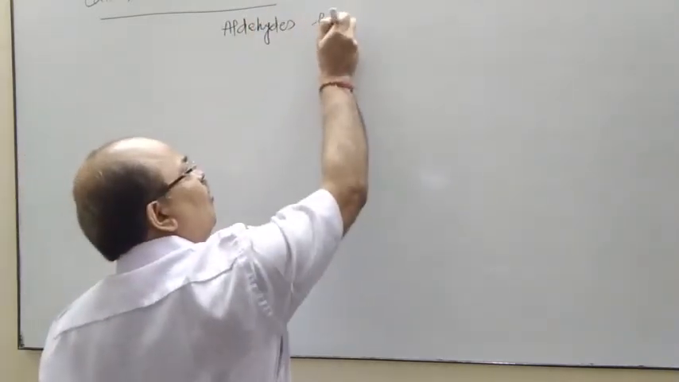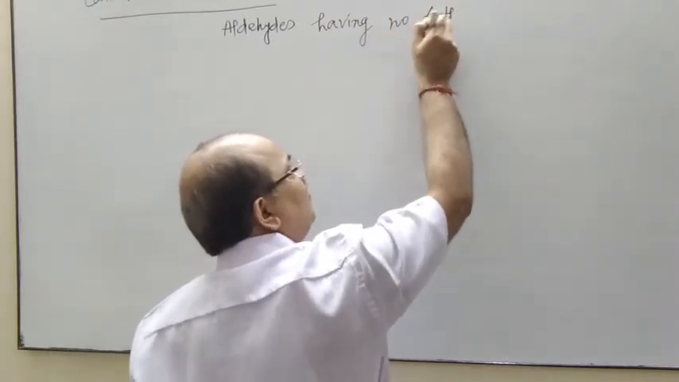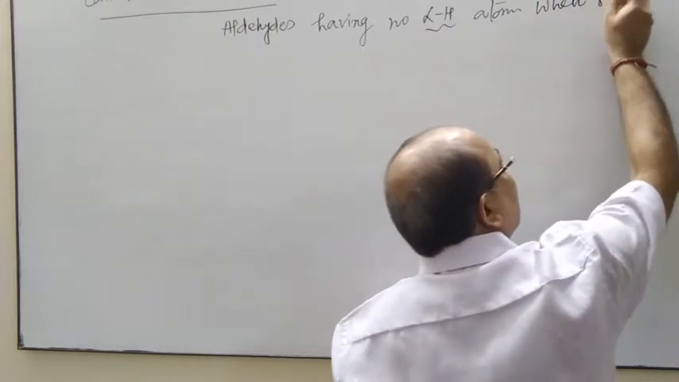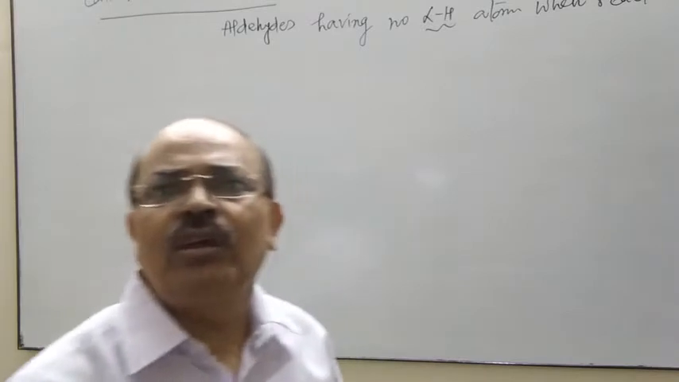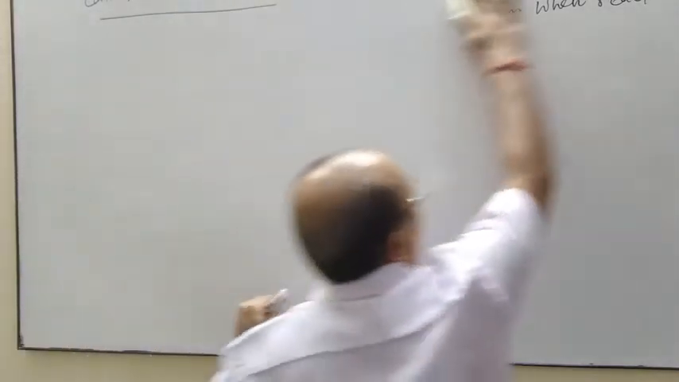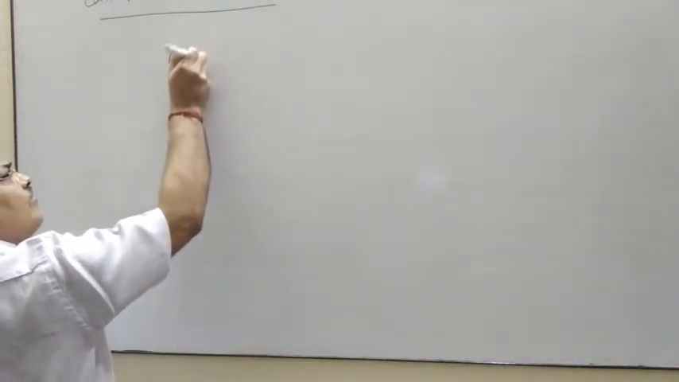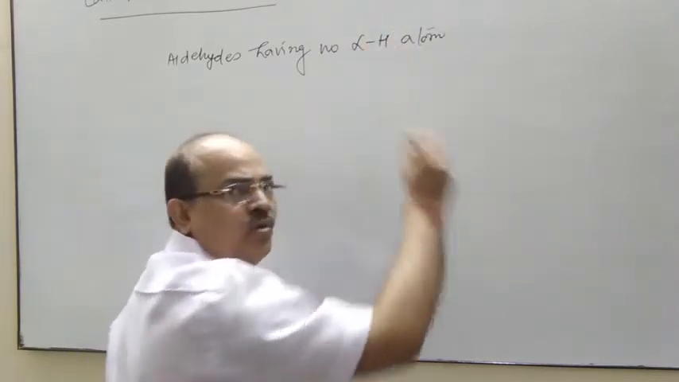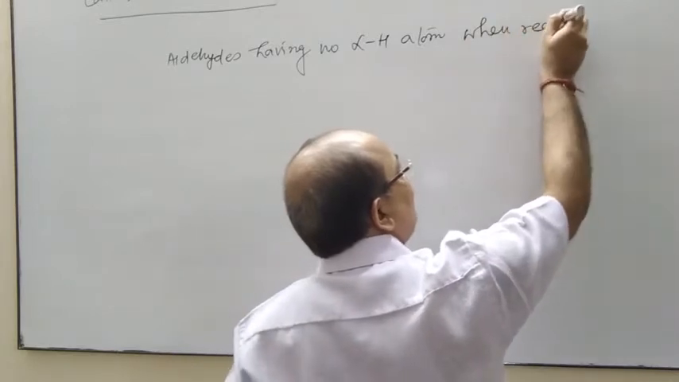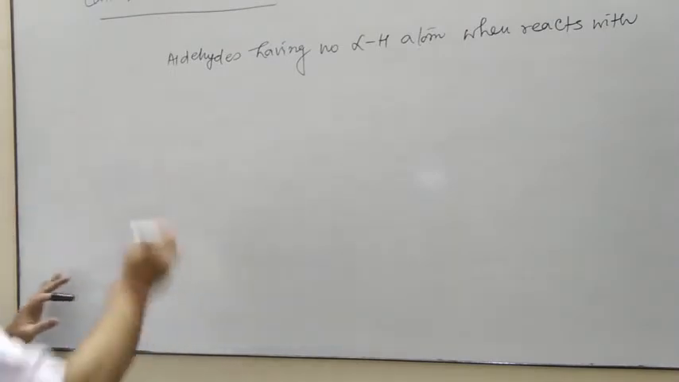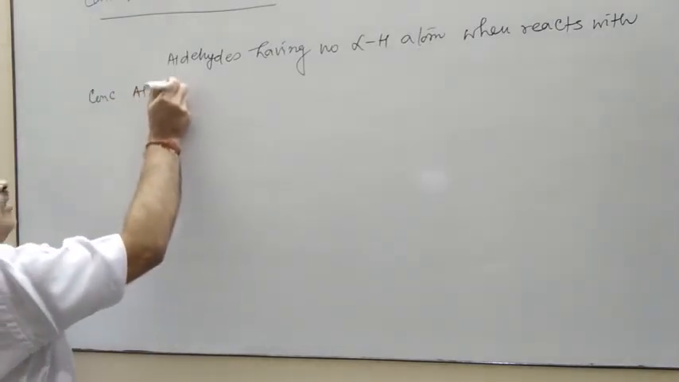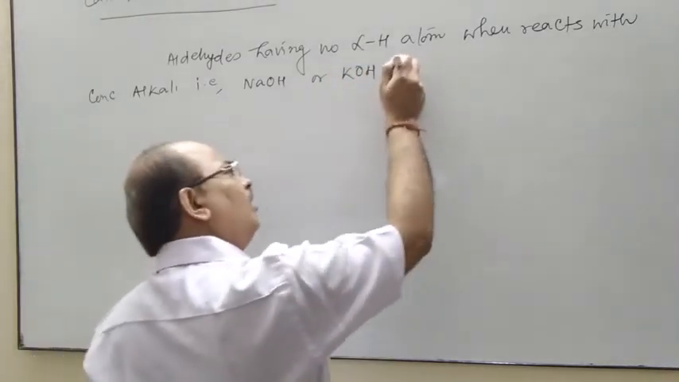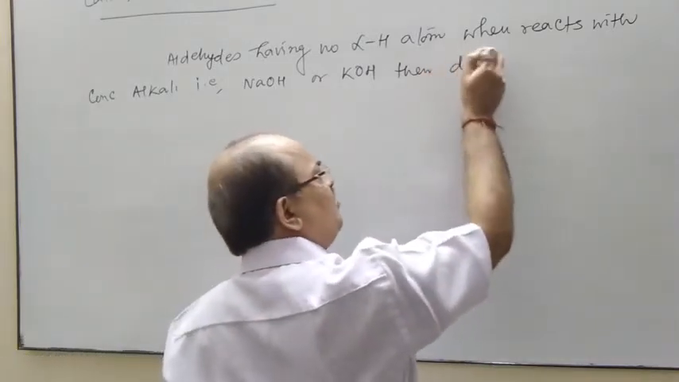Aldehydes having no alpha hydrogen atom, when reacted with concentrated alkali, that is NaOH or KOH, then disproportionation takes place.